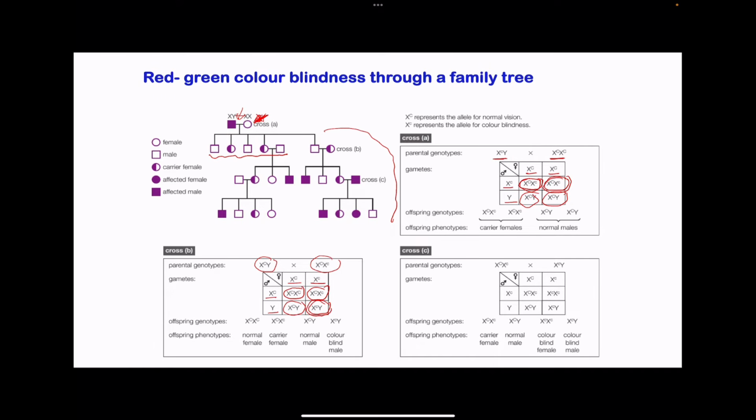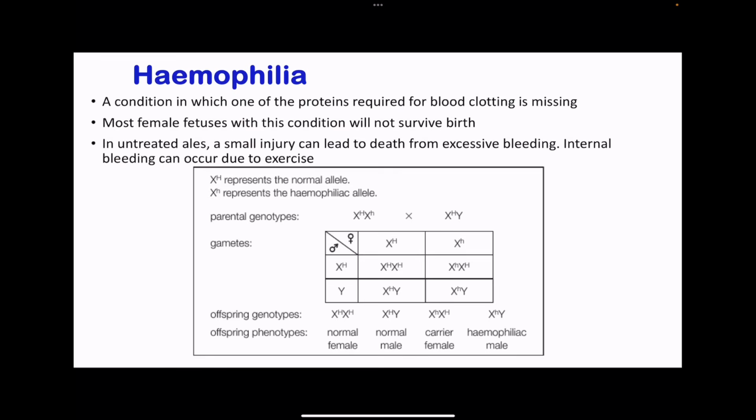Then in another test cross C, we have the parental genotype, which is that and that. The possible gametes are this and that and that. The offspring are going to have that, and that. So here we see we have a female carrier, we have a normal male, we have a female with color blindness, and then we have a male with color blindness.